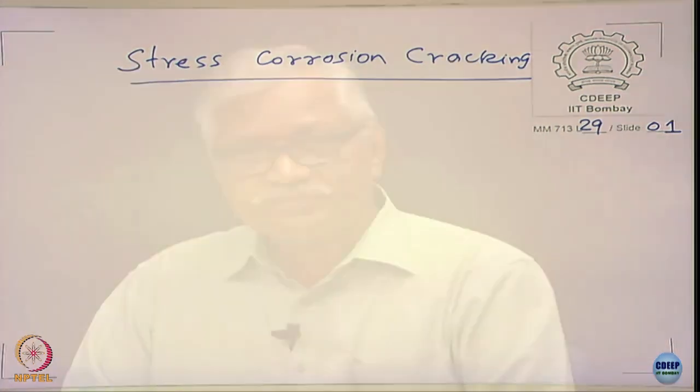So far, we had looked at the corrosion of metals from a perspective where there are no applied stresses acting on the metal. We discussed galvanic corrosion, where you had dissimilar metals coming in contact with each other electrically, and we said that the anodic member of the couple will undergo the corrosion, aided by the cathodic member.